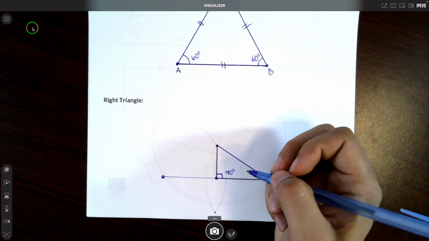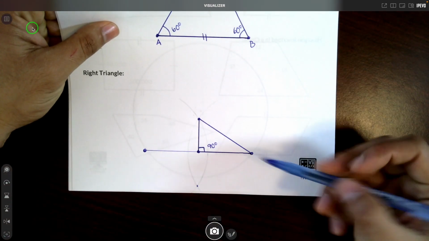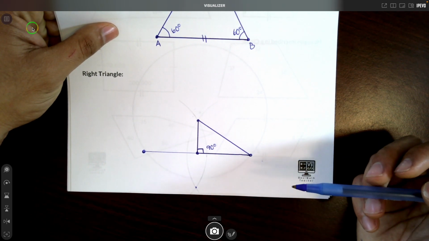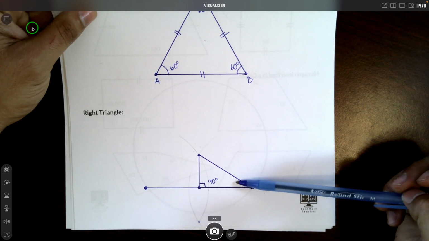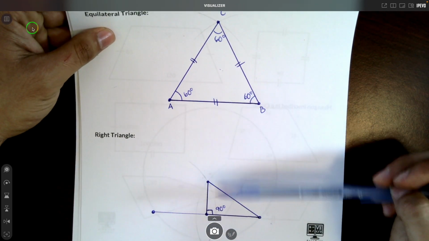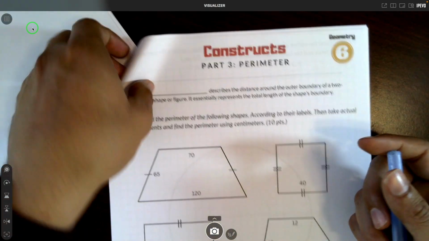So basically what I taught you guys how to do right now is how to draw a 90-degree angle. And then we just basically made that into a triangle. Okay, so easy, a little bit more work, but it's pretty cool just to learn how to do these constructions. Let's go to the back.